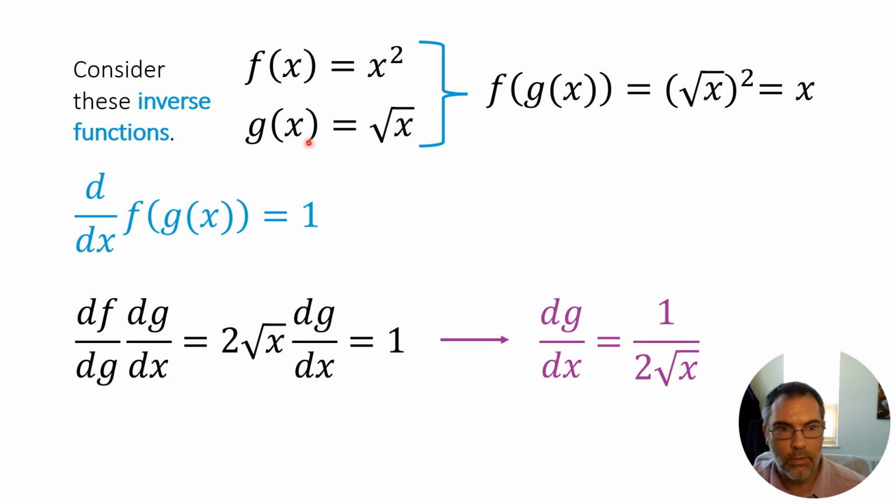But then we have to remember g actually means something. g means square root of x, so this becomes 2 times the square root of x. So df dg is 2 times the square root of x.